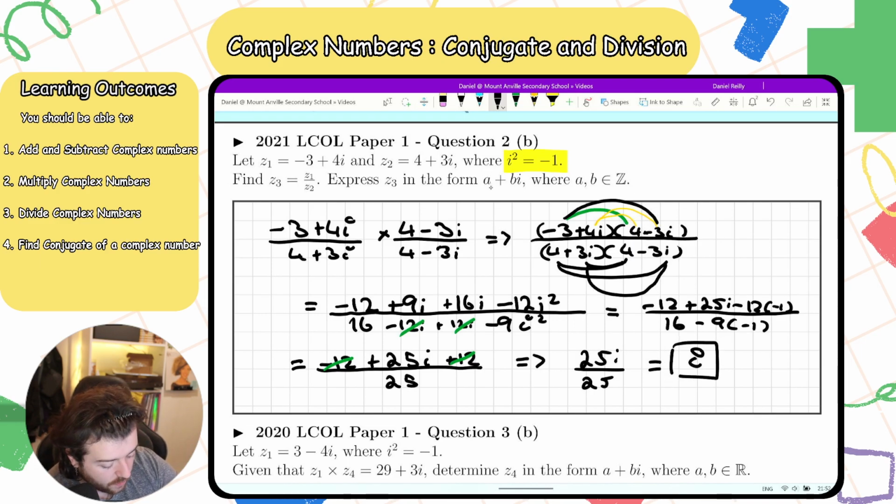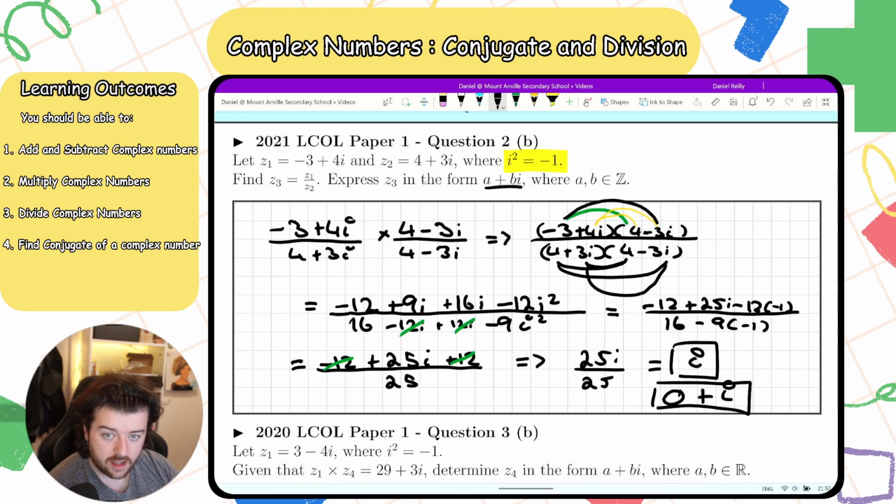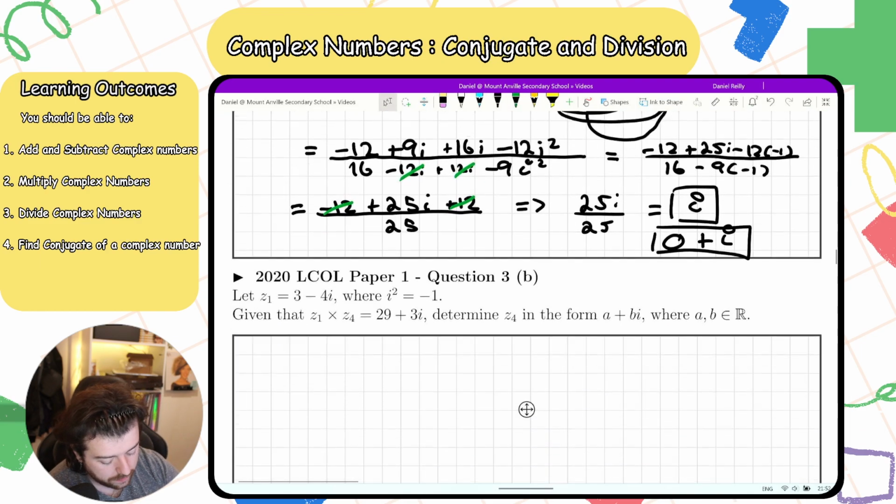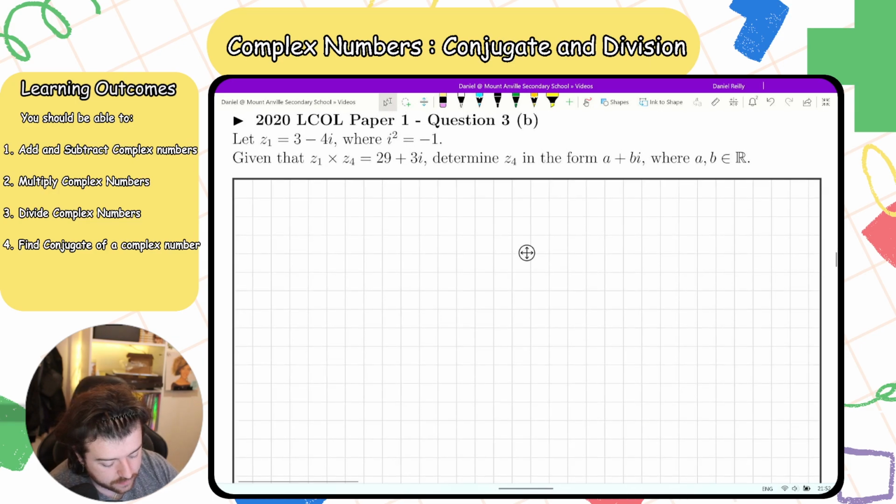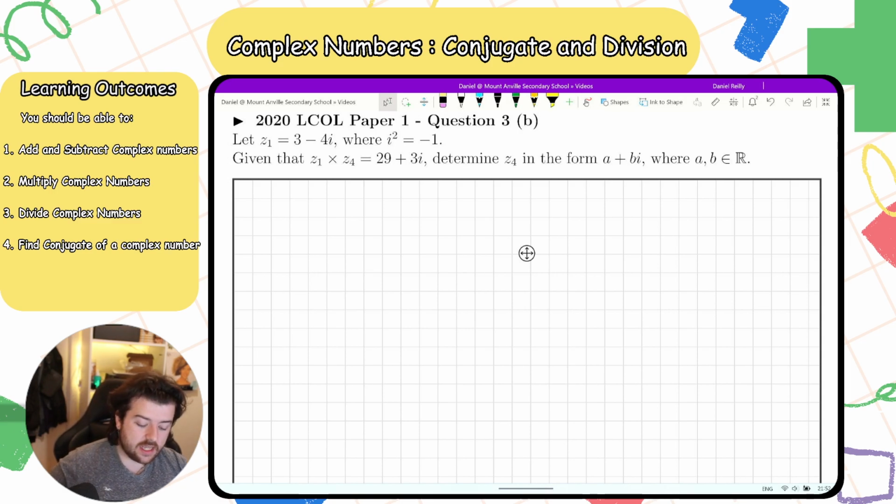It says leave in the form a plus bi, so my answer is 0 plus i. That's my final answer there, 0 plus i. So that was 2021. 2022, z1 is equal to 3 minus 4i. Given that z1 times z4 is equal to 29 plus 3i, determine z4.